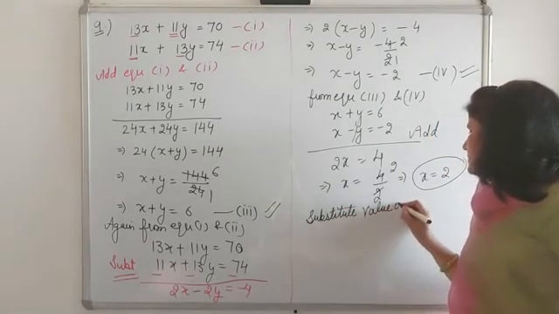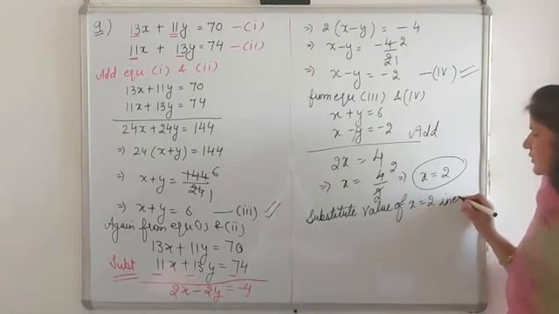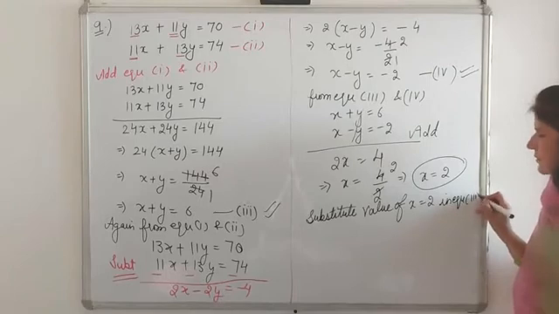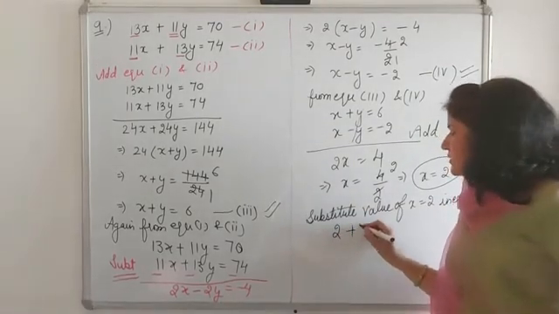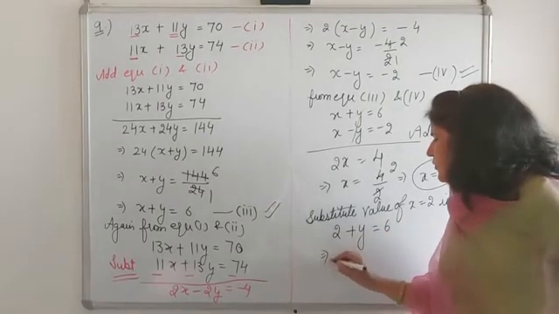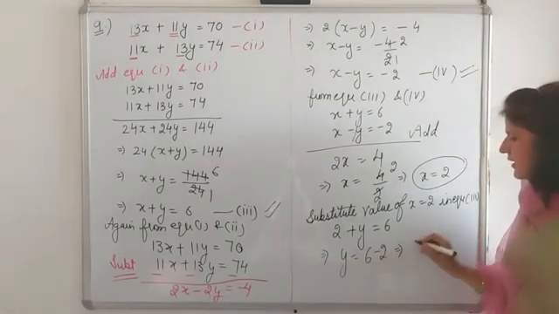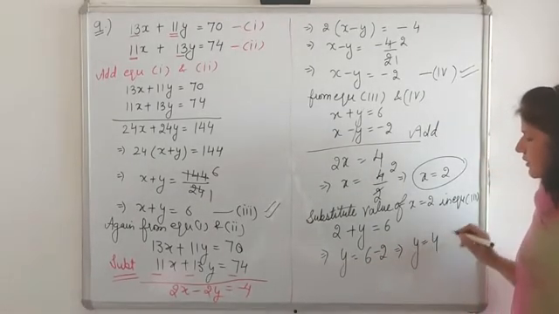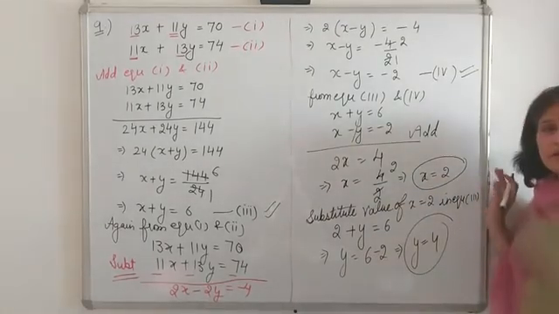Value of x is equal to 2 in equation 3. x is 2, plus y is equal to 6. So what is y? 6 minus 2, and y is 4. Like this you can find the value of x and y.